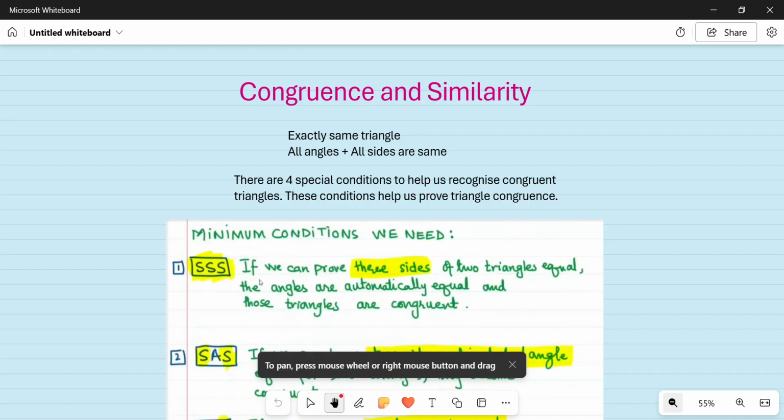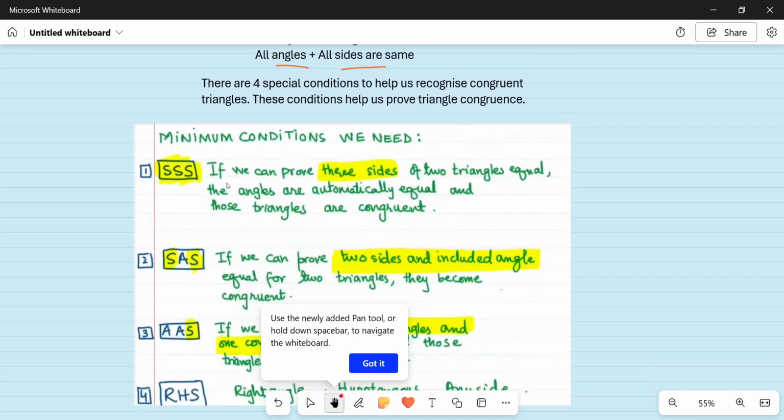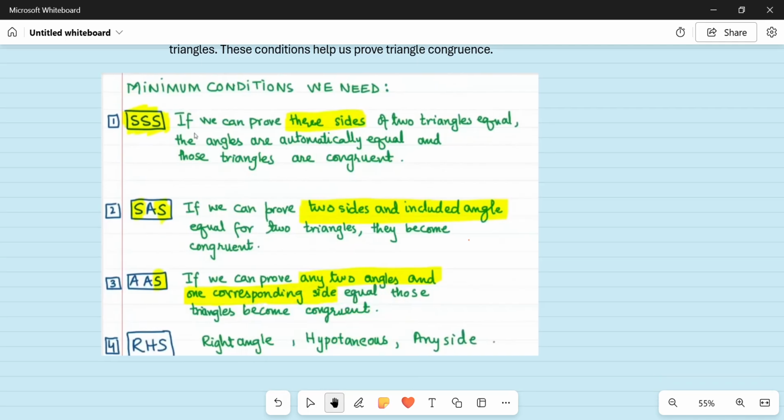So here it's written that all angles and all sides are the same. There are four special conditions to help us recognize congruent triangles. These conditions help us to prove that triangles are congruent. The first one is written here: the minimum conditions. There are actually four minimum conditions to prove that the triangles are the same, or you can say congruent.